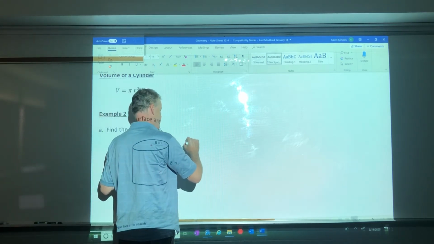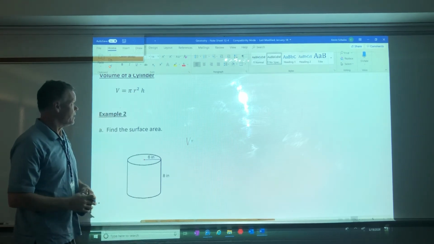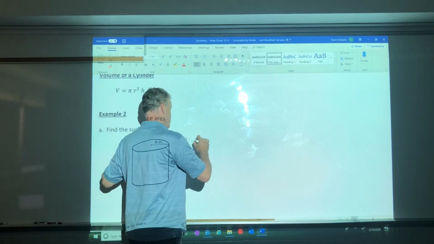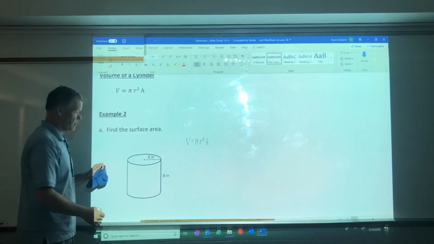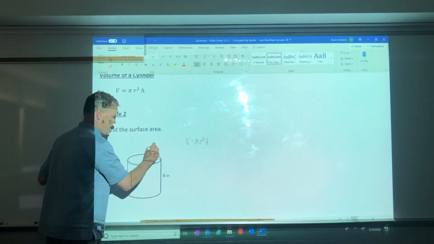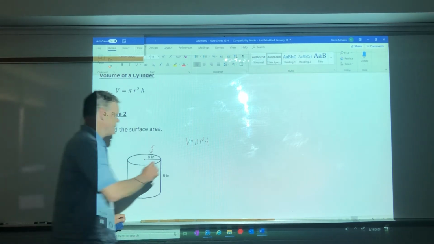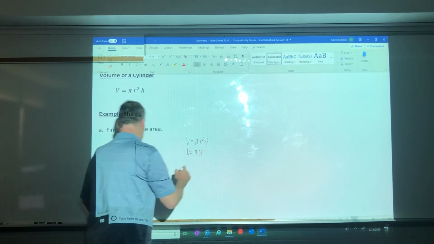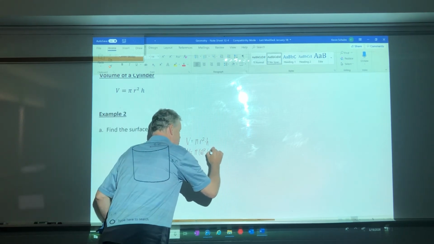So your volume really is the area of the base, the big B, times the height. But they write it out as pi times radius squared times your height. I just brought it over here just so you can see. This is my height right here, and this is my radius. So we're just going to input everything we need to put in. Volume equals pi times 6 squared times your height, which is 8.